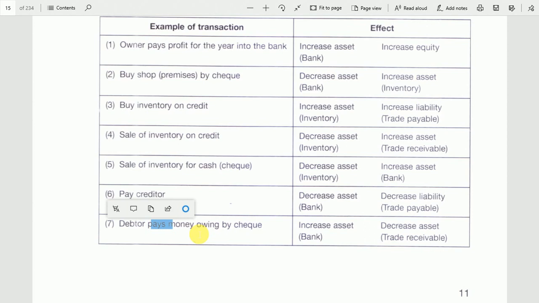because they paid through the bank. The other impact is that trade receivables decrease, because the trade receivables we previously booked into our accounts are now received, and they are no more to be displayed on the financial position.